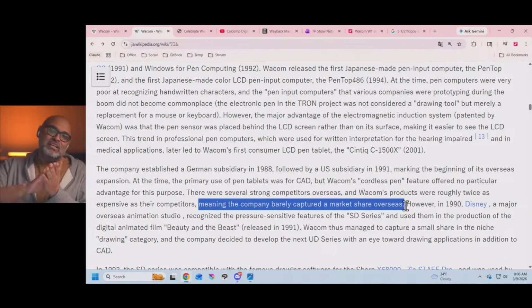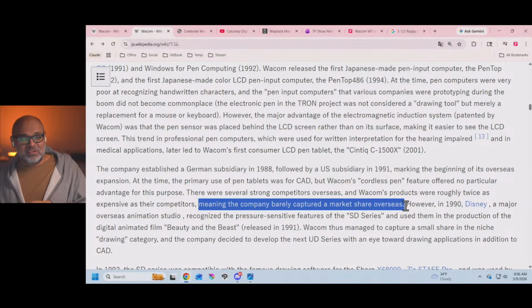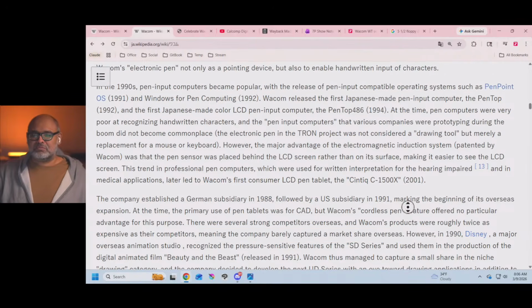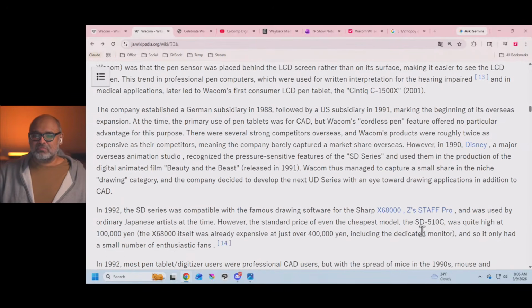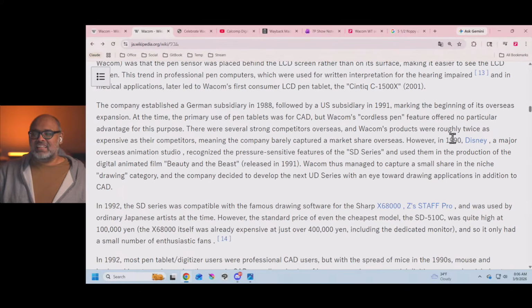Now, let's set the stage. Wacom's not having that much success, right? Their tech is not an advantage for digitizing. They're more expensive, right? But magic happened. Magic happened. 1990, a little company called Disney.